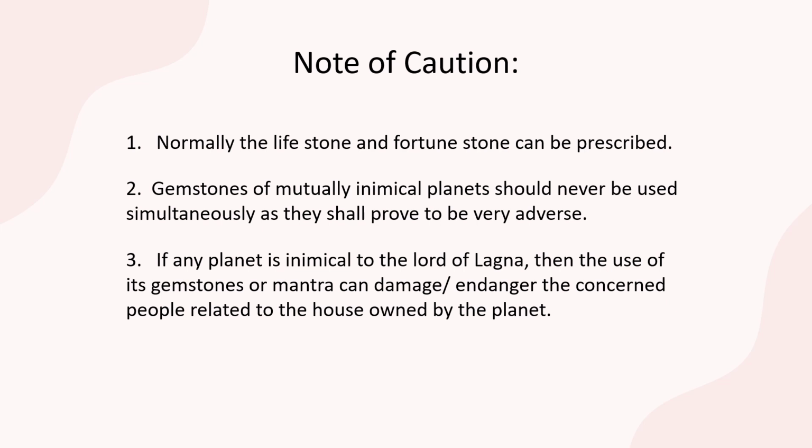Third, if any planet is inimical to the Lord of Lagna, then the use of its gemstone or mantra can damage or endanger the concerned people related to the house owned by the planet. For example, for Aries ascendant, you cannot wear blue sapphire because wherever Saturn is posited, it will damage that house. For example, if Saturn is in your seventh house, your marriage will get adversely affected.